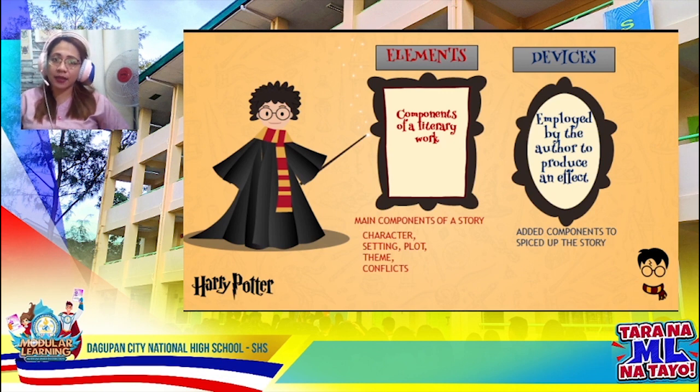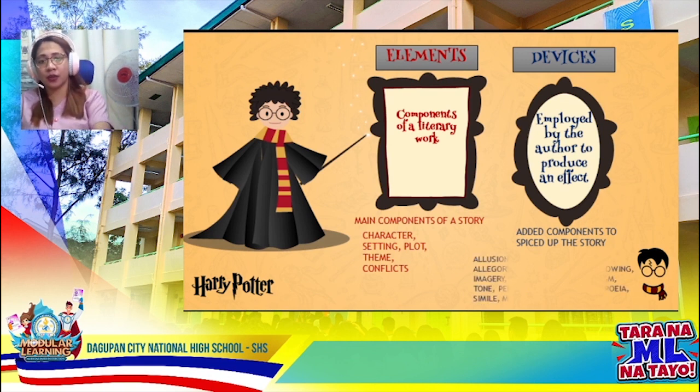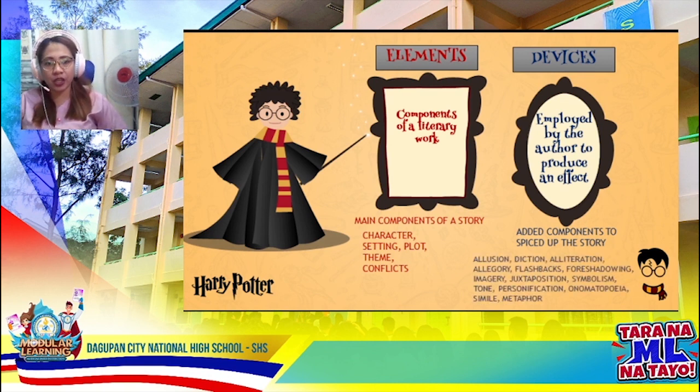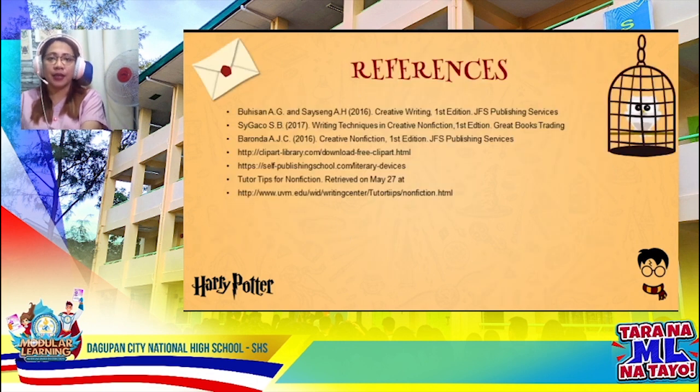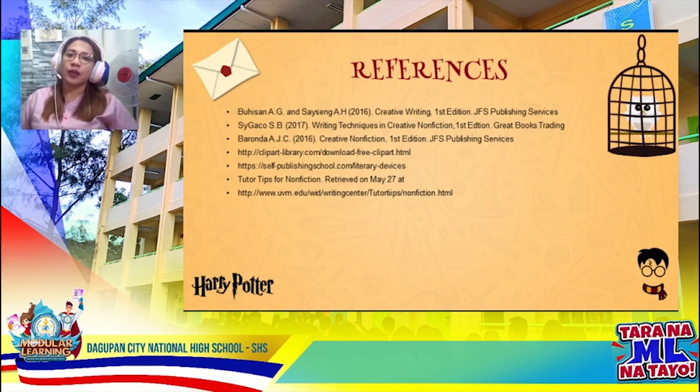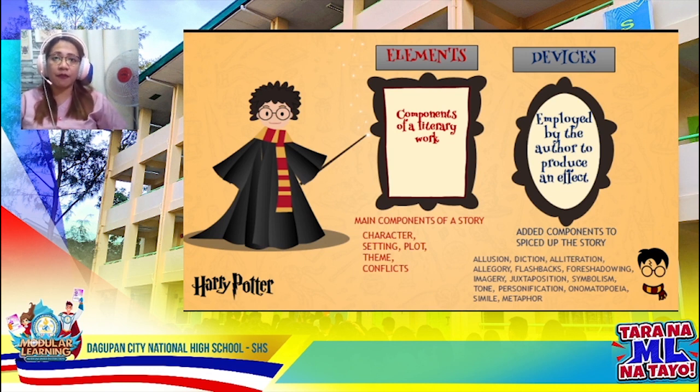So again, literary elements are the must. They cannot be missing. If one is lacking, you cannot form a story. When I say devices, these are added features of your stories. Examples are allusion, diction, alliteration, allegories, flashbacks, foreshadowing, imagery, juxtaposition, symbolism, tone, personification, onomatopoeia, simile, metaphor, etc. Okay, so those are the different literary elements and devices that we have in creative non-fiction.